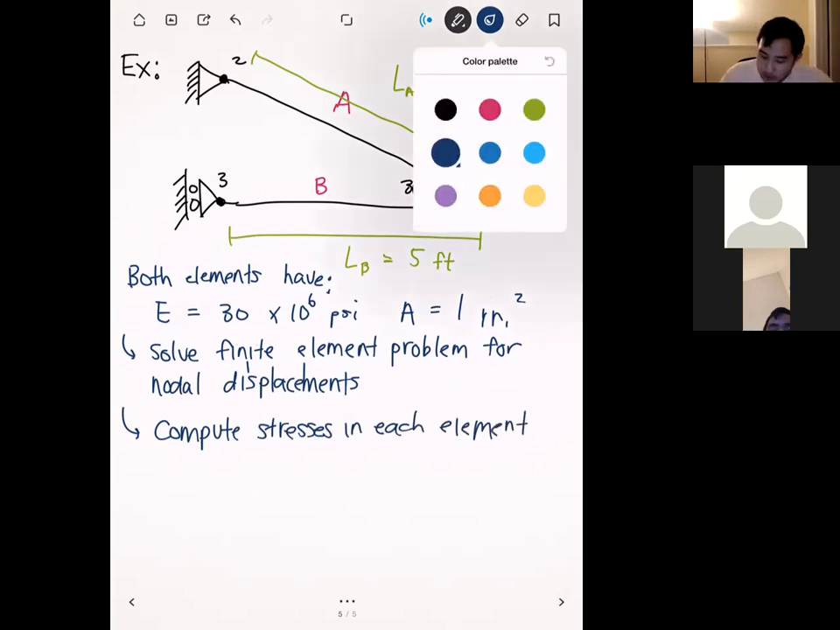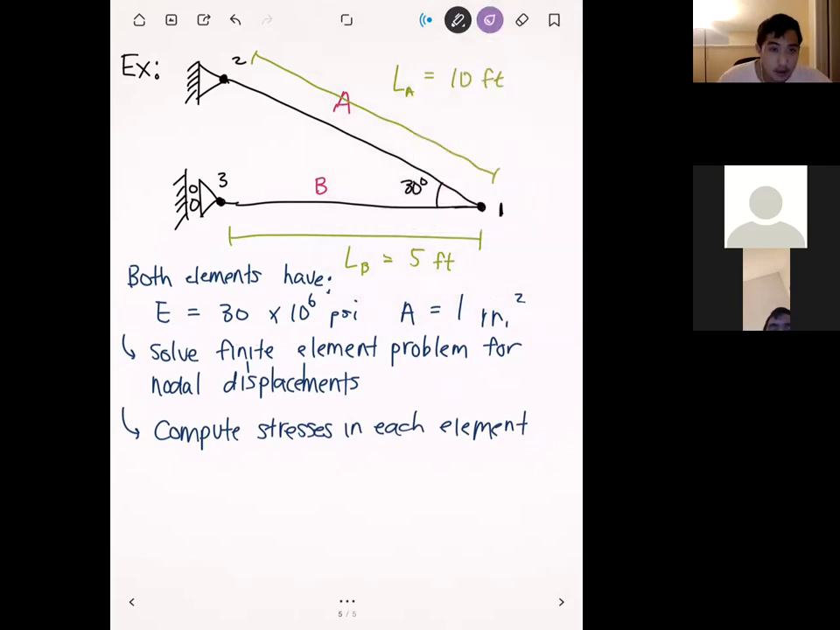Oh, I forgot one thing. We need to load the structure. So we can't just fix it there. We need to actually load it. And so let's say that the end of the structure is carrying a load of 25,000 pounds, and that's going in the vertical direction. In other words, F1y is going to be minus 25,000.